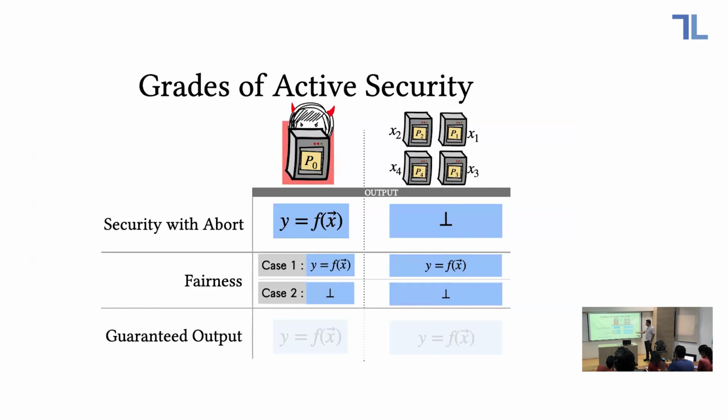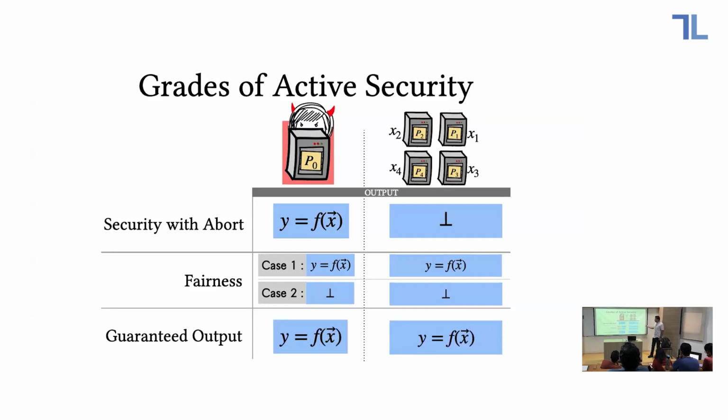What fairness says is that the adversary has a choice. If it wishes to get the output, then it must also let the honest parties see the output. But it can also choose to forego the output, in which case the honest parties may also not get the output. And then finally, the strongest notion is that of guaranteed output delivery, in which no matter what the adversary does, the honest parties always get the output of the computation. There's nothing that the adversary can do to stop the honest parties.